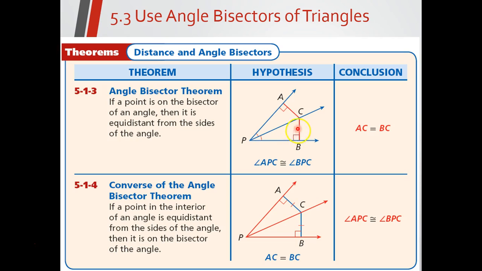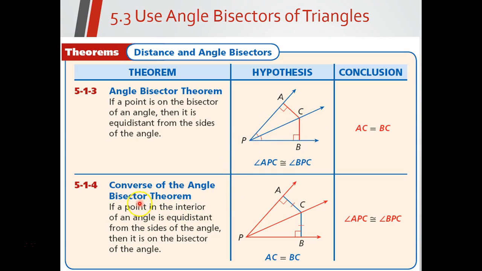And same thing goes with this one. From this point C straight down, it's going to intersect this side of the angle perpendicularly. These two segments, AC and CB, are going to be equal to each other. That's what the conclusion states right here: AC is equal to BC. And that only happens whenever we know that our angle is being split in half. We have an angle bisector.